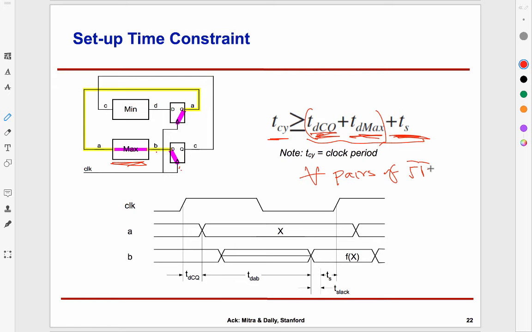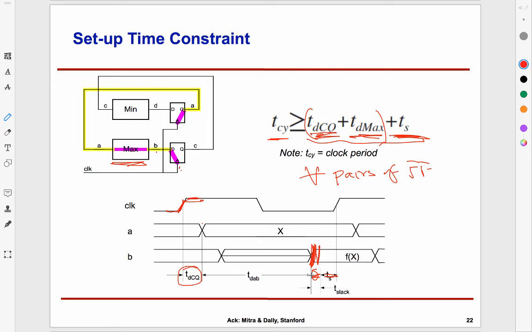Setup time constraints basically deal with this issue, and the bottom diagram is showing that pictorially. So at the first clock tick, the upper flip-flop basically started this whole process. After some time, A got settled, so that's the DCQ. Then A flows through the wire, and then after some amount of time B will become settled. And then we have to budget for the setup time, and then usually there is some additional budget, some extra time that you will leave there, which is your slack.